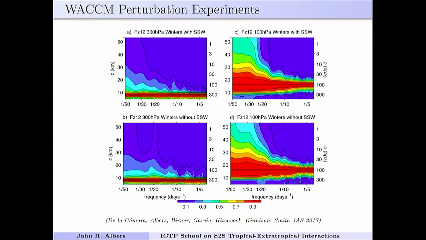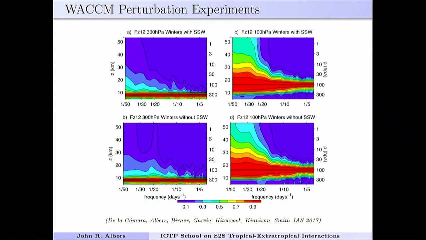Another way to look at this is to look at the coherence. Essentially, these are plots of height and frequency. And what Albers did was he said, well, let's pick two levels, and let's look at the coherence of wave activity at that level with all other levels. The left panels are 300 hectopascals, and the right panels are 100 hectopascals. These are for the two different types of warmings.